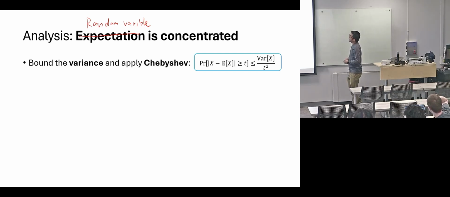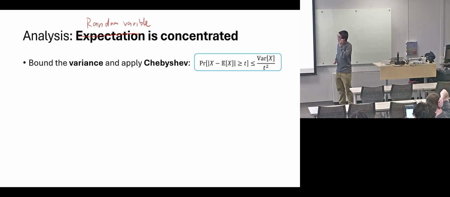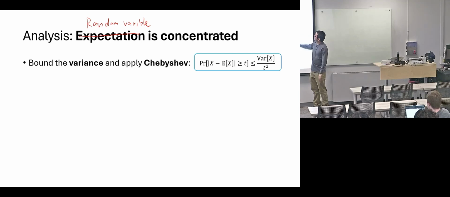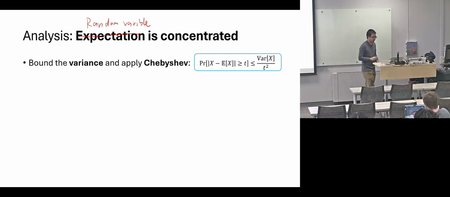So how do we show that X is concentrated? Well, the usual trick is to bound the variance. If the variance is small, it means that you concentrate. And once you bound the variance, to show the concentration, you just use Chebyshev, which says that X will deviate from the expectation by some amount bounded by the variance over the deviation squared.